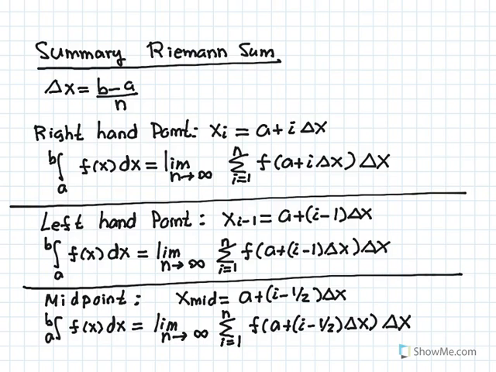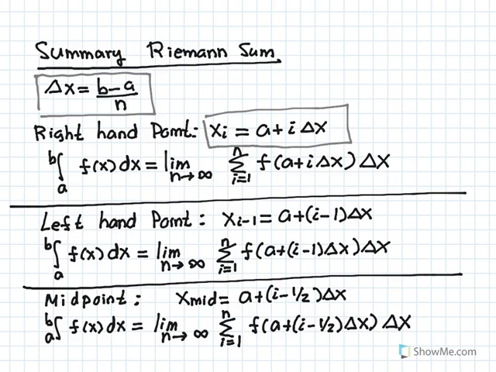So let's just summarize everything. Delta x is equal to (b minus a) over n. That's basically the width of every interval. The right-hand point x_i is a plus i delta x. That samples the right-hand points, and the left-hand point x_(i minus 1) is a plus (i minus 1) delta x, and that means you're choosing the left-hand point of every interval. And the midpoint evaluates the function at the midpoint. So the midpoint x is a plus (i minus 1/2) delta x.